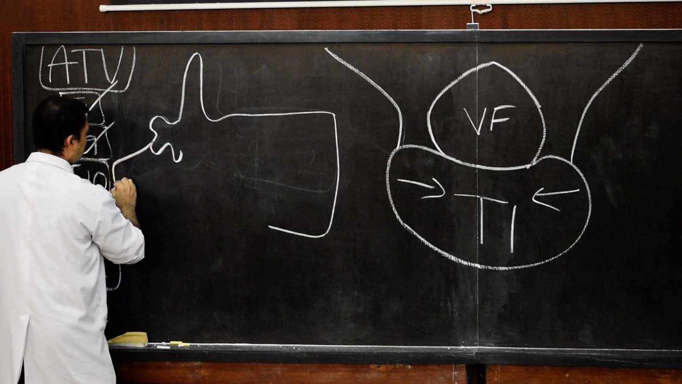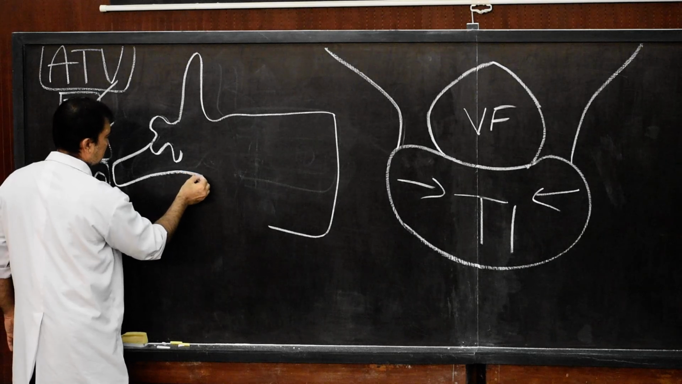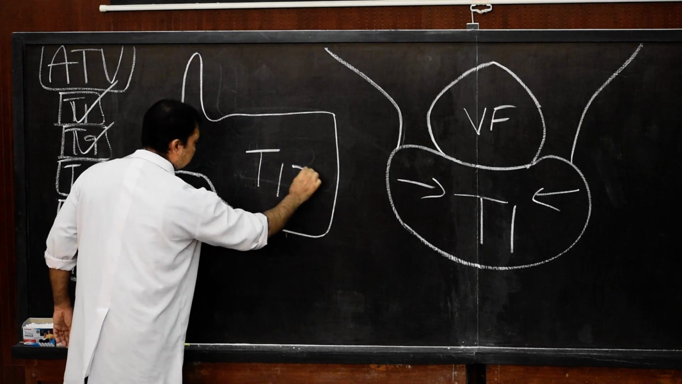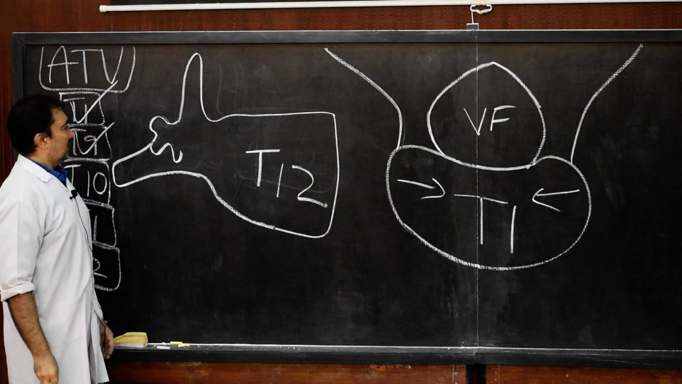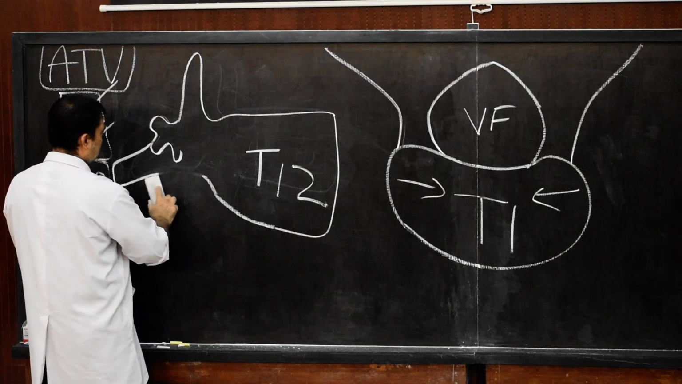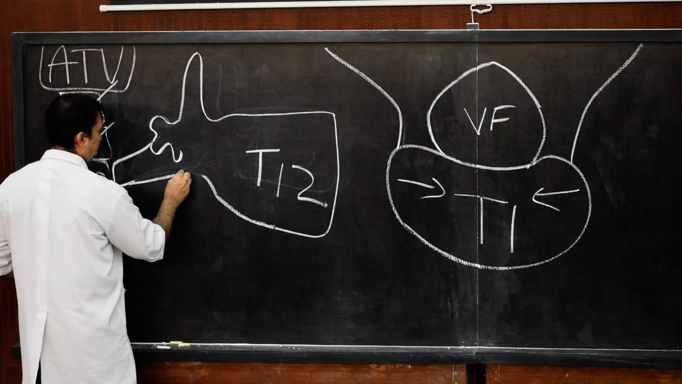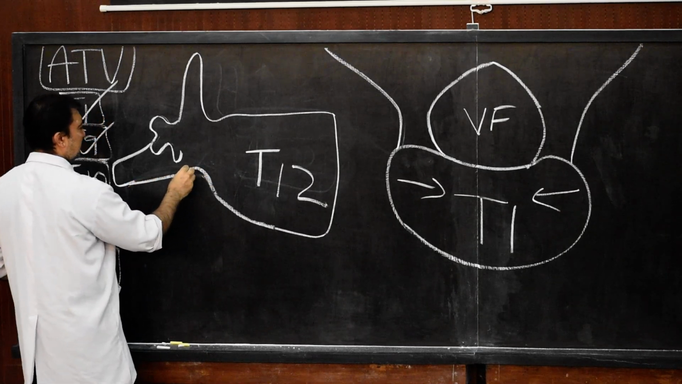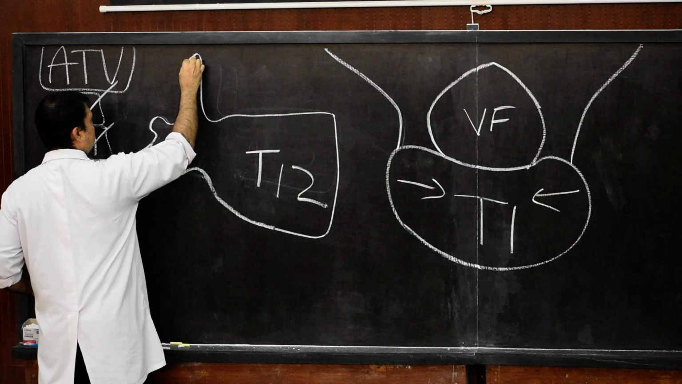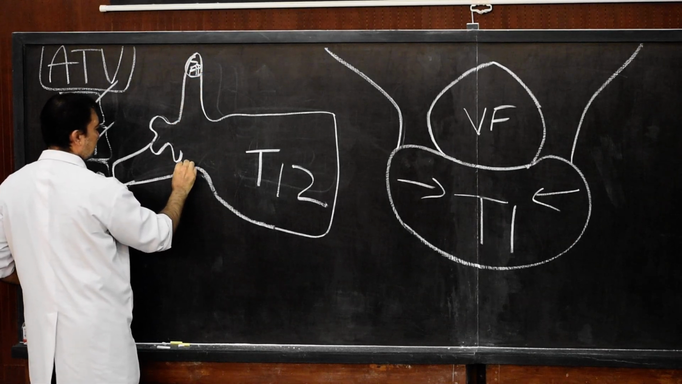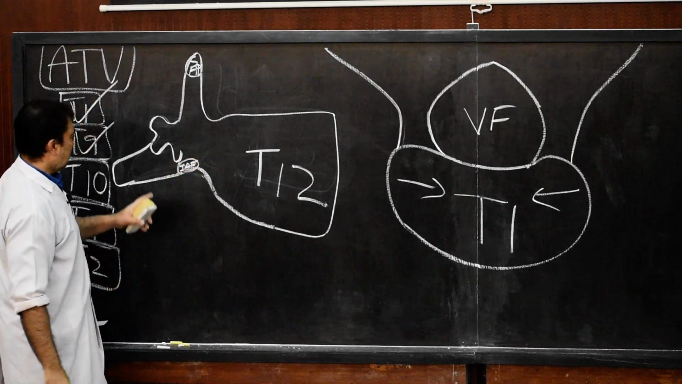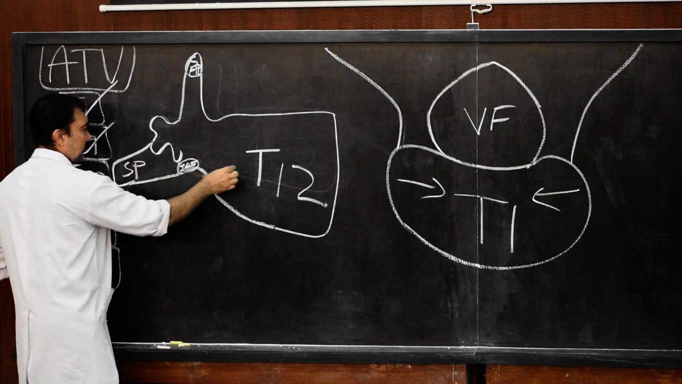Here we show the spinous process, and we complete the vertebral body, and we name this as T12. Since we have completed this spinous process in this way, here we show the superior articular process or facet, and here we are showing the inferior articular facet, this portion, and the spinous process, the vertebral body.